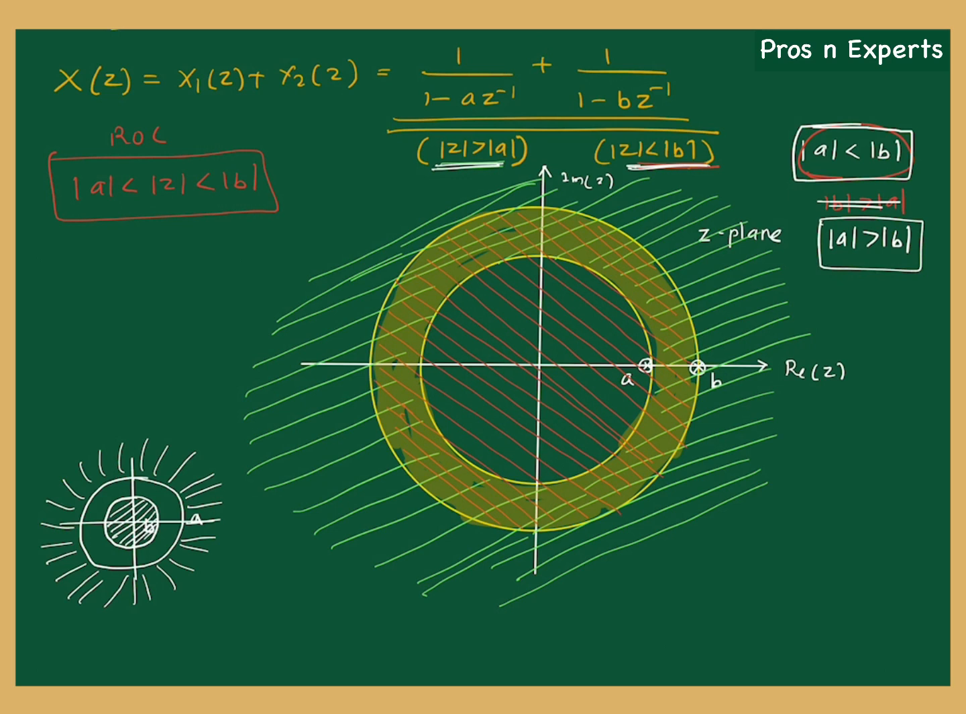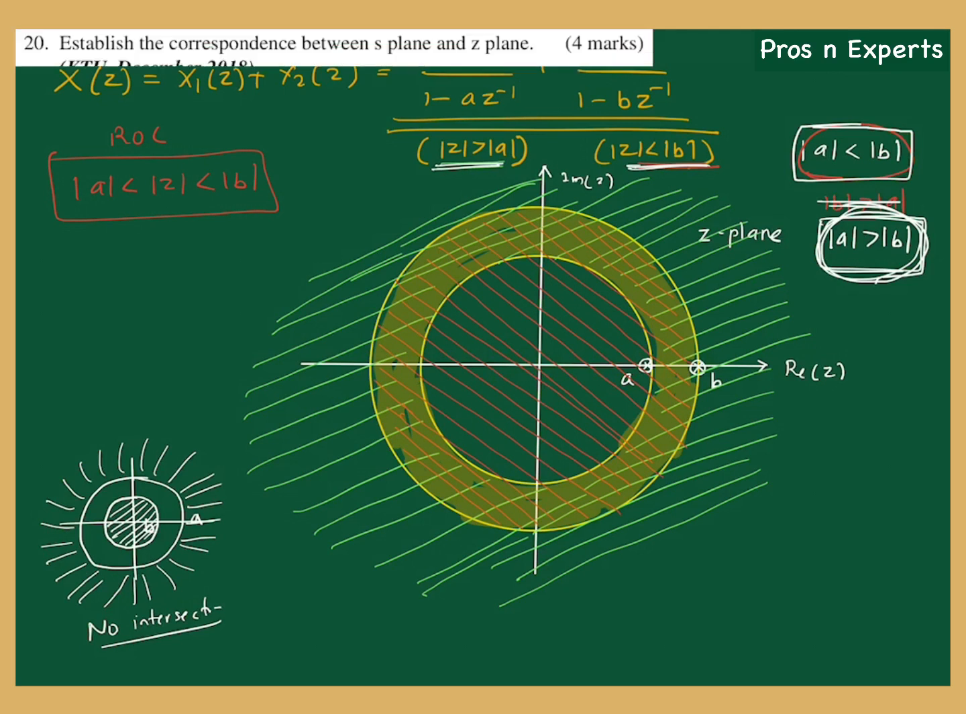So these are the individual ROC plots of the signal if we have assumed like this. And what is the problem here? The problem is there is no intersection. So the Z transform will not exist if our assumption was like this, mod A greater than mod B. That means an intersection of ROC exists only when mod A is less than mod B. Okay, so this is the answer to this question.